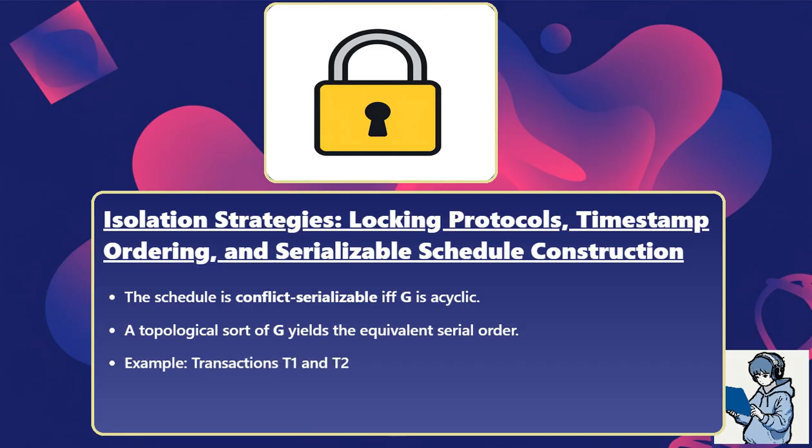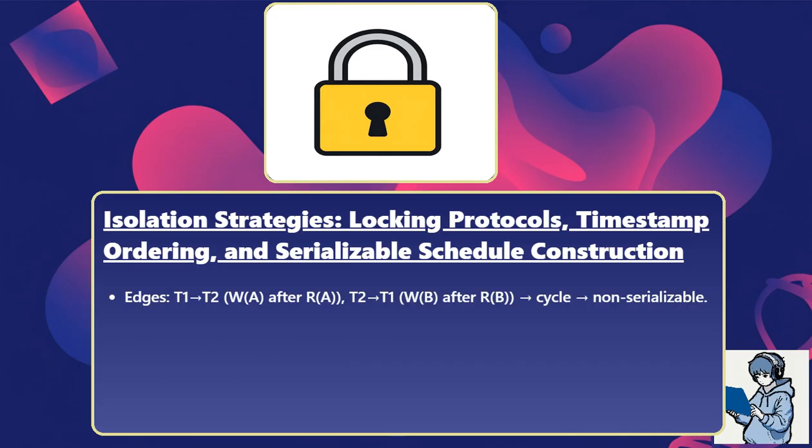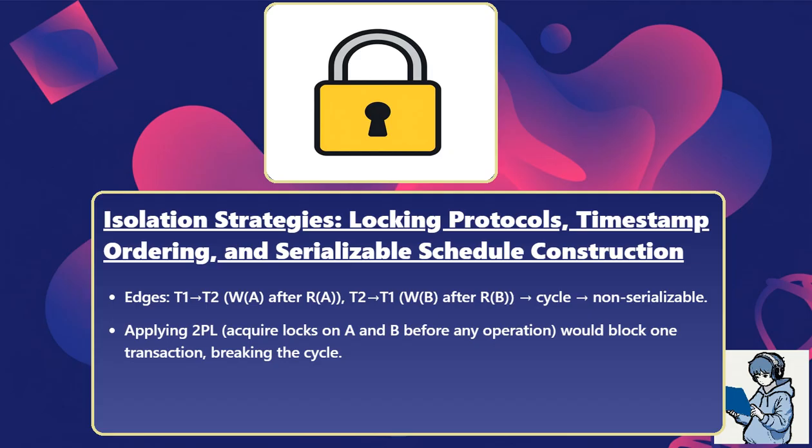Example: transactions T1 and T2. Transaction 1 reads A and writes B. Transaction 2 writes A and reads B. Edges: T1 to T2 because W(A) occurs after R(A), and T2 to T1 because W(B) occurs after R(B), forming a cycle, making the schedule non-serializable. Applying two-phase locking, acquiring locks on A and B before any operation, would block one transaction, breaking the cycle.